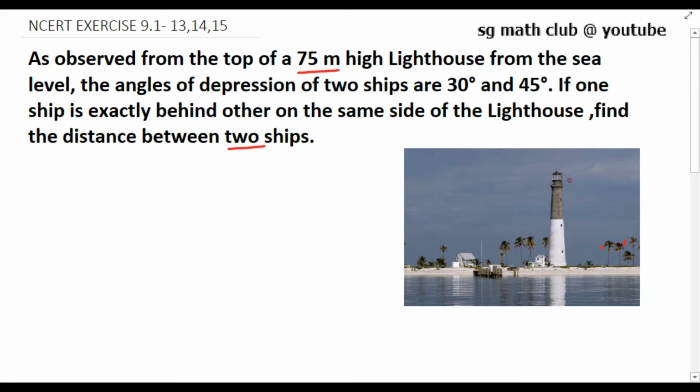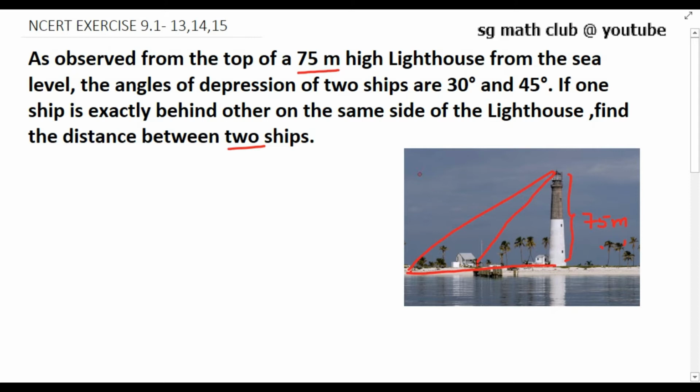You can see a lighthouse. Height of the lighthouse they have given as 75 meter. Two ships are there in such a way that they are exactly one behind the other. Let one ship be here, the other ship be here. So they are exactly one behind the other, and angle of depression of those two ships are given.